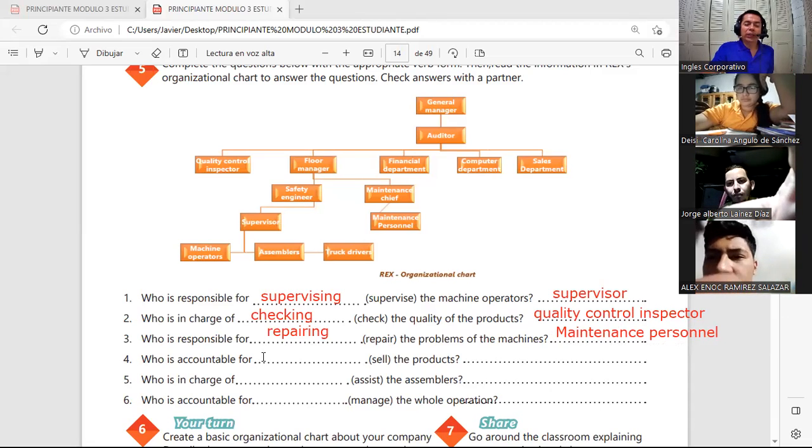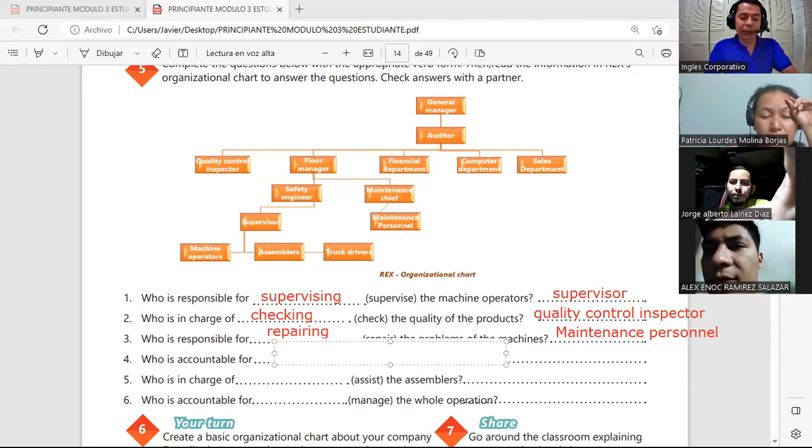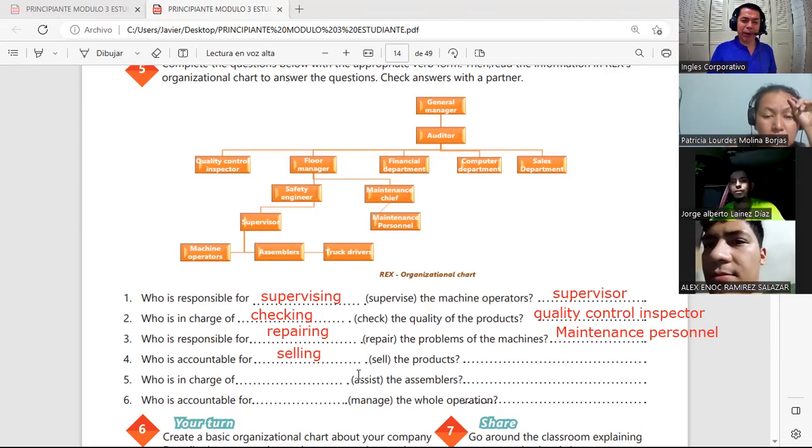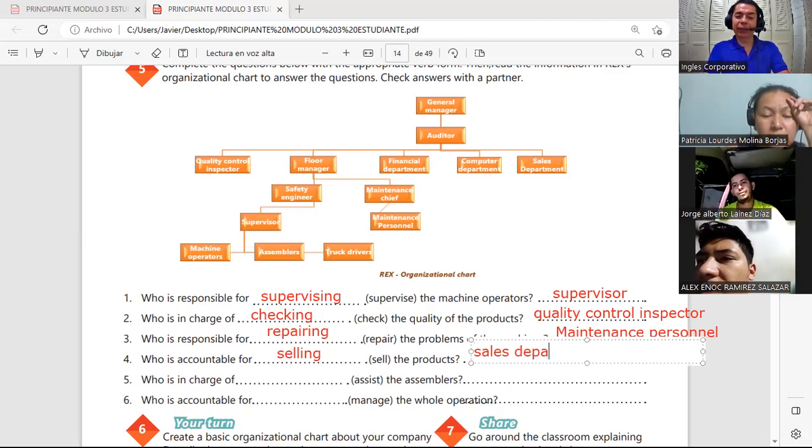Number four. Who is accountable for selling? Selling. Very good. Finance department? No, no, no. Selling, vender. Sales department. Very good. The sales department.